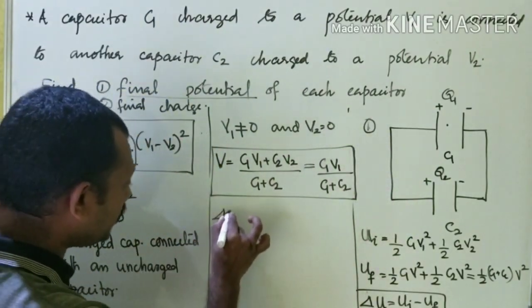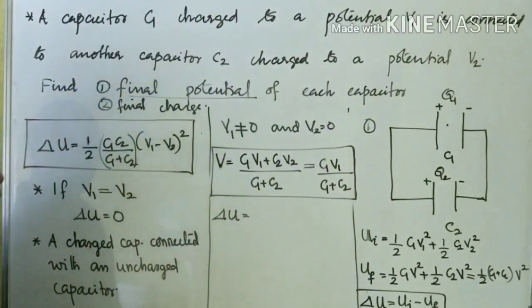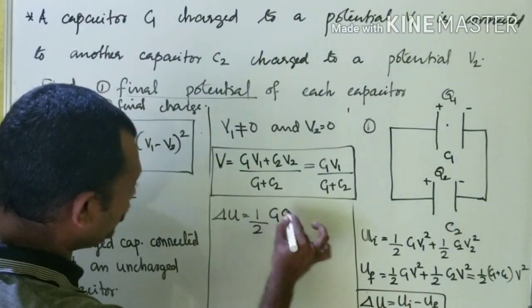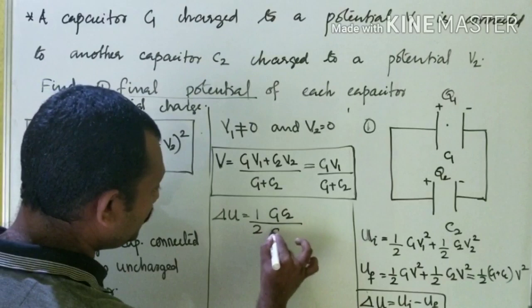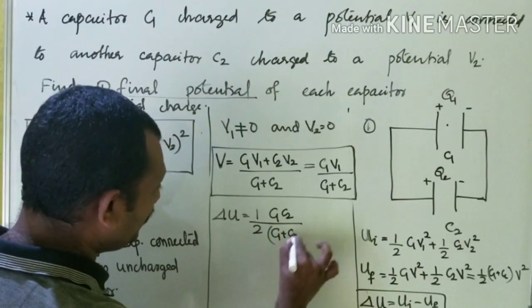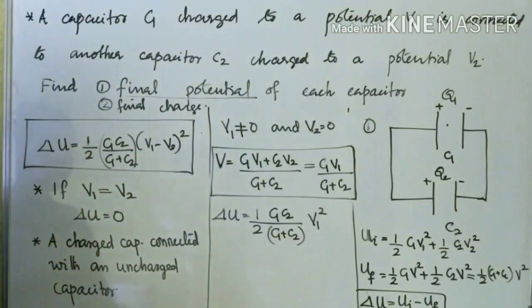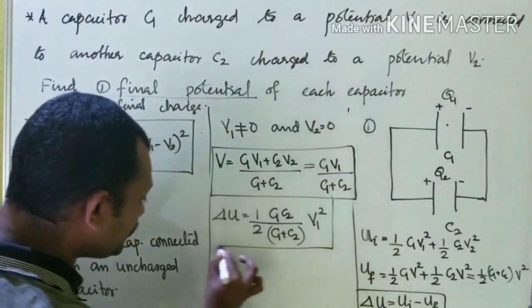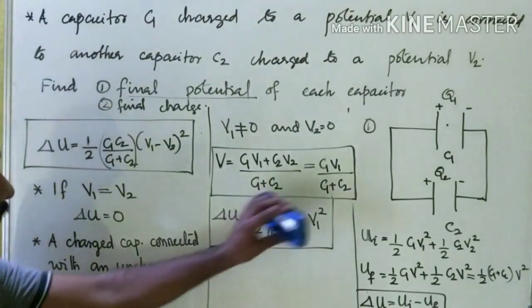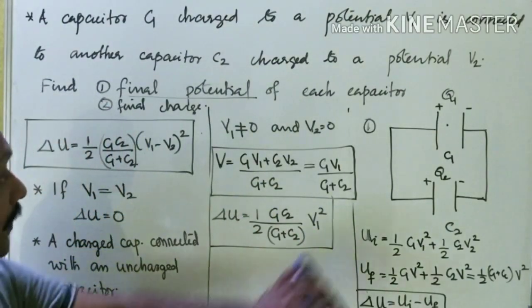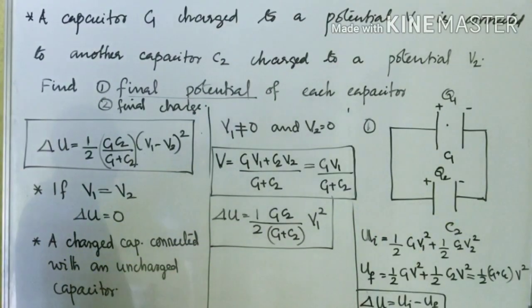And what is the expression for the loss in electrostatic potential energy? Now we have V2 equal to 0. In this case, your answer will be half into C1 C2 divided by C1 plus C2 into V1 square, because V2 is equal to 0. This is the loss of potential energy in the process. Hope it is clear to you. Please understand these equations carefully.